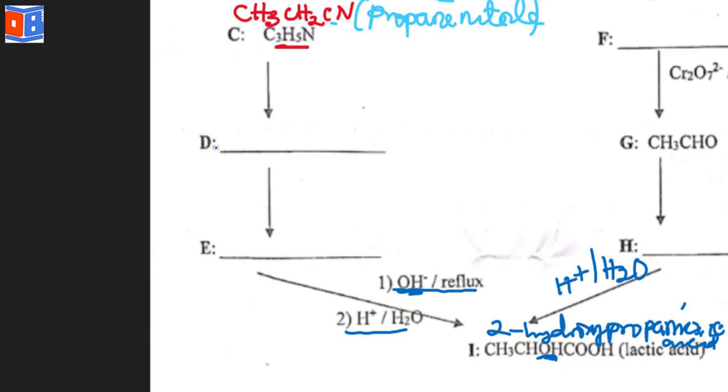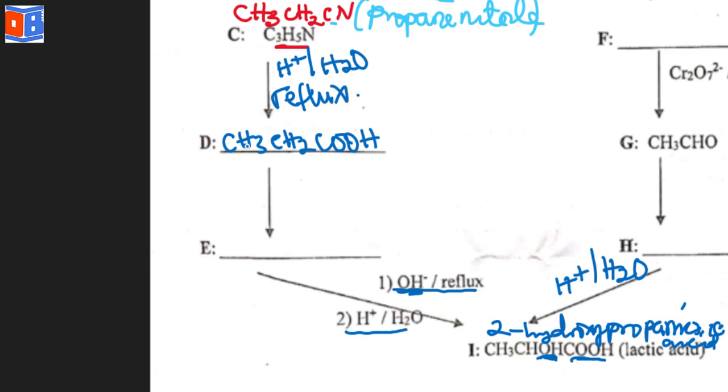Compound D should convert C to a carboxylic acid, so as to enable us to have the terminal carboxylic group here. Therefore D is a carboxylic acid, and a nitrile is going to undergo acid hydrolysis, that is acid in water, to give rise to a carboxylic acid, CH3CH2COOH, and the reaction condition here is reflux.